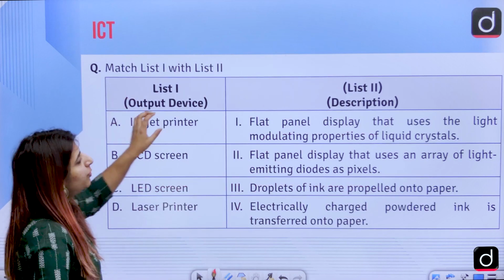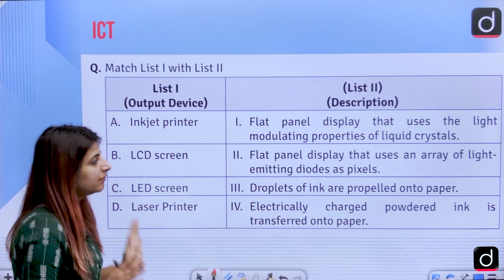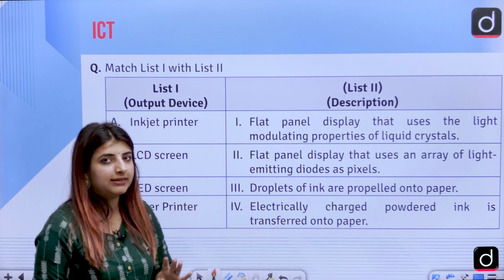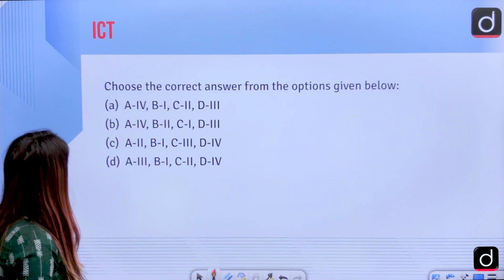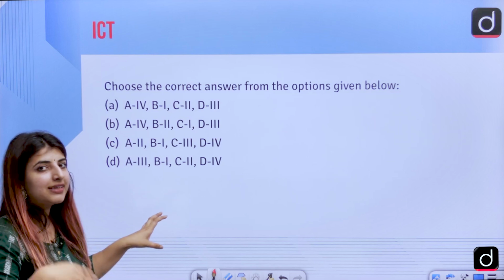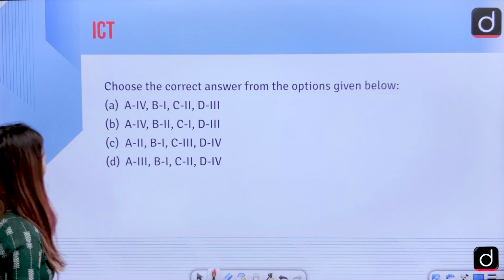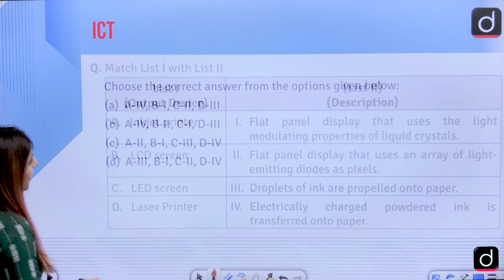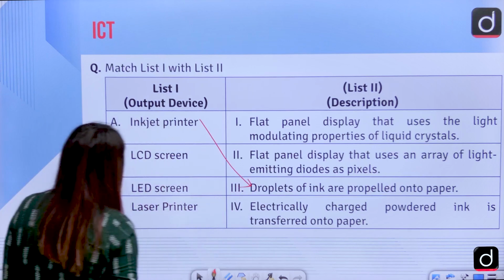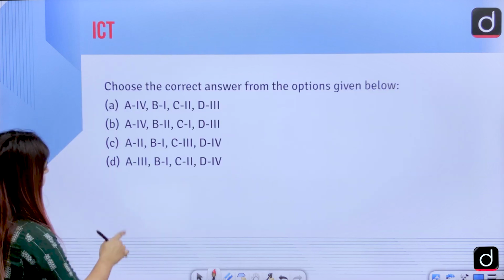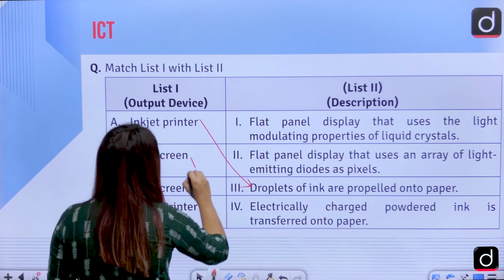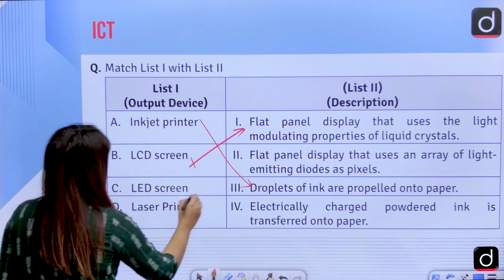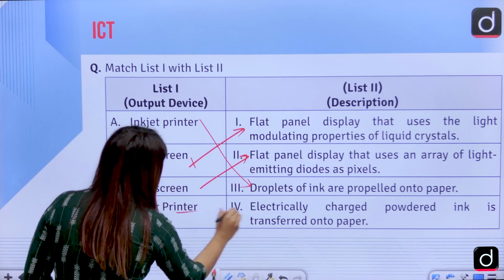Next is output devices and the description. Simple question. If you read the description in a detailed manner, you will be able to answer it. The answer to this question, these are the options. You can pause your screens and see what the answer will be. The answer to this question is option D, which is A 3, B was 1, right? C is 2 and D is 4.